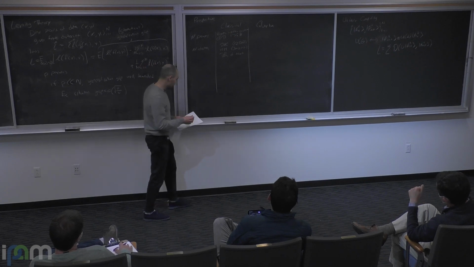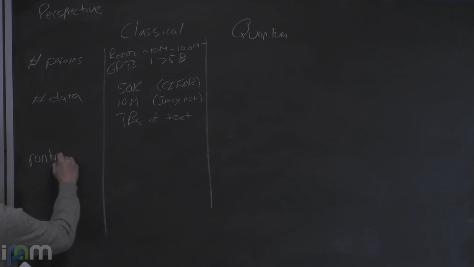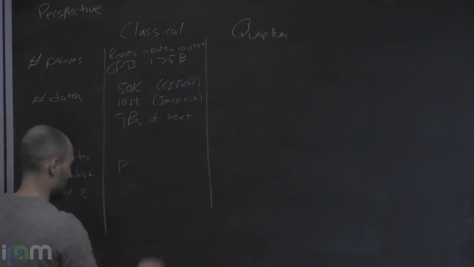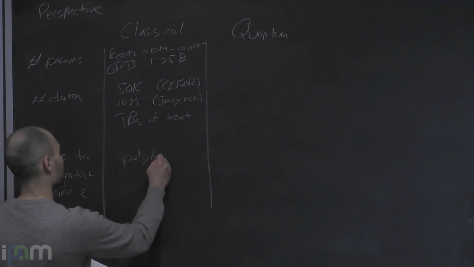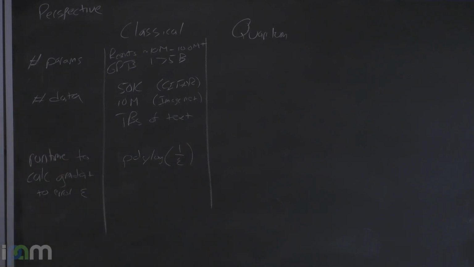One thing I want to say is the runtime to calculate the gradient to error epsilon. This is about polylogarithmic in the error you want.